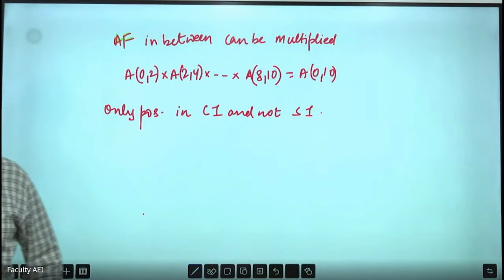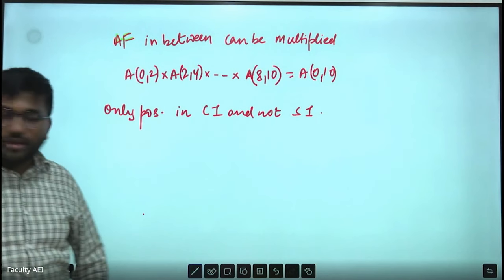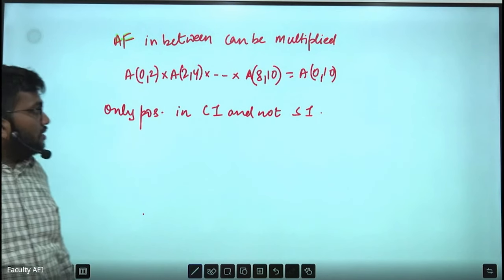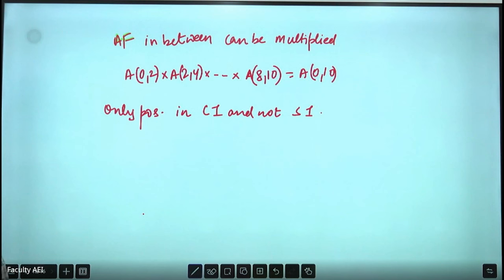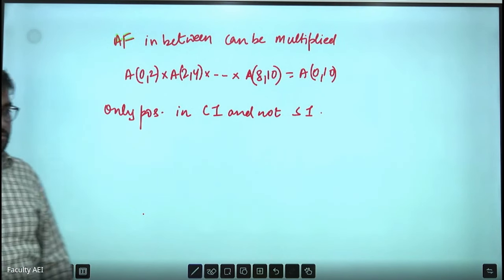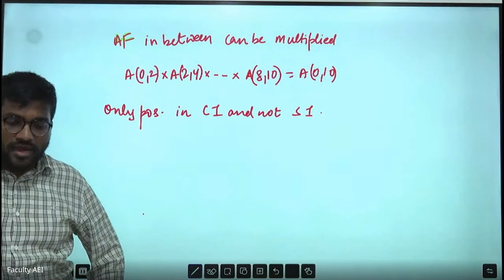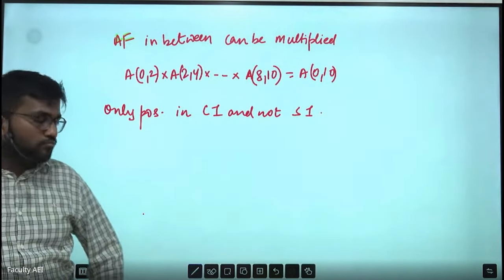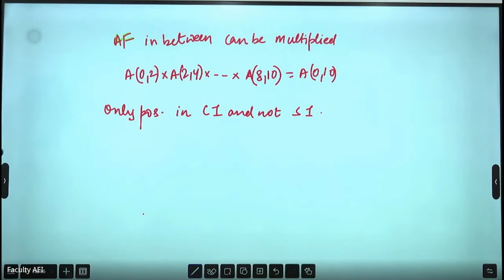So this completes our time value of money. This completes our time value of money. Any doubt till here? Any doubt? So let's do a summary.